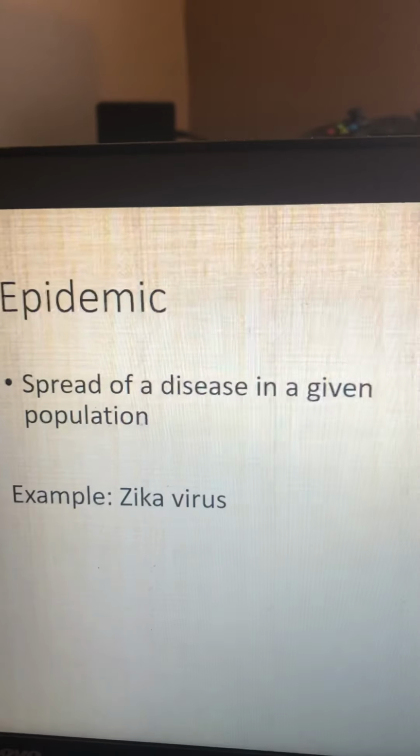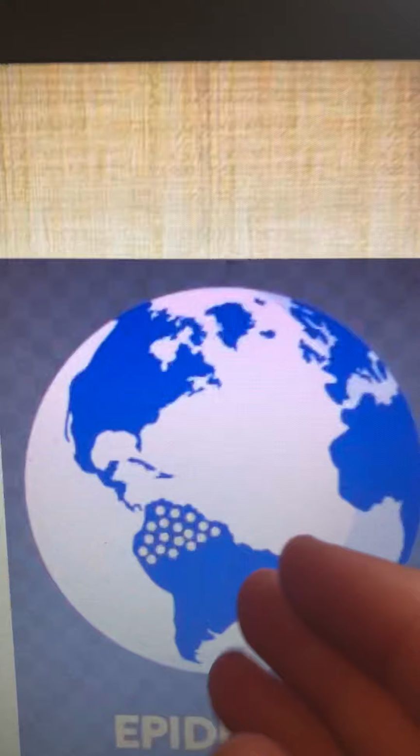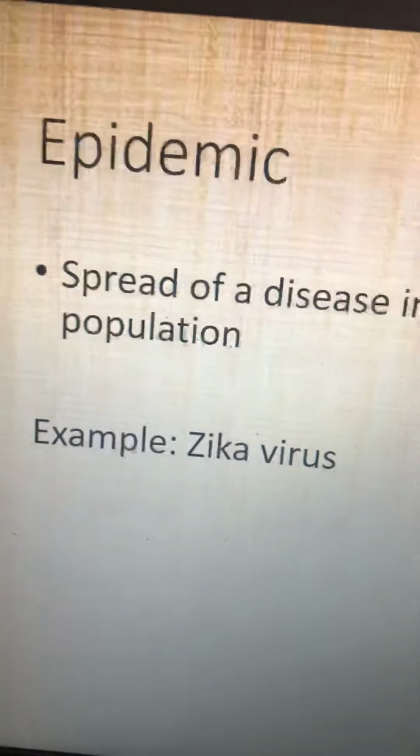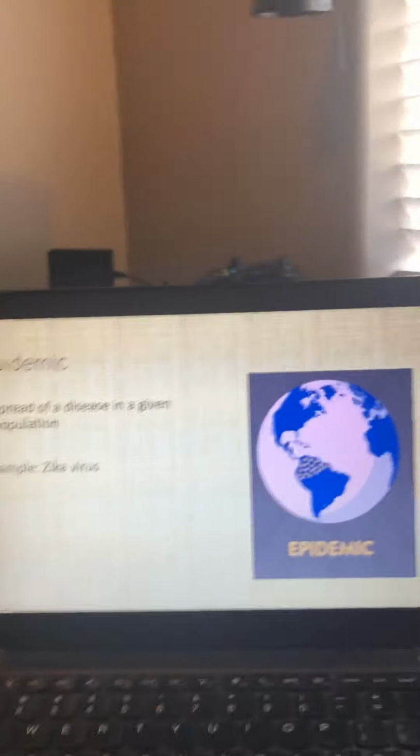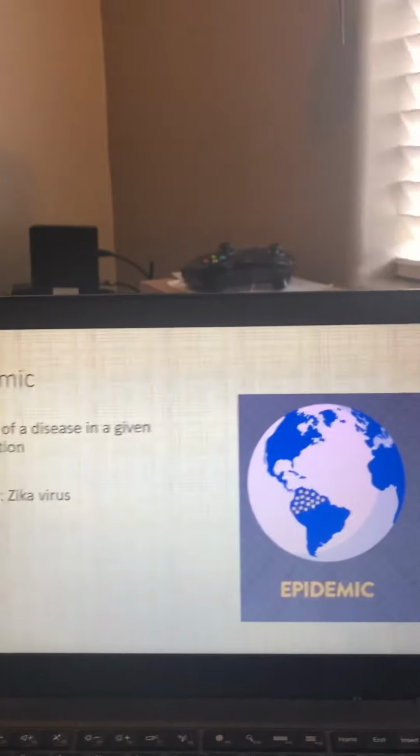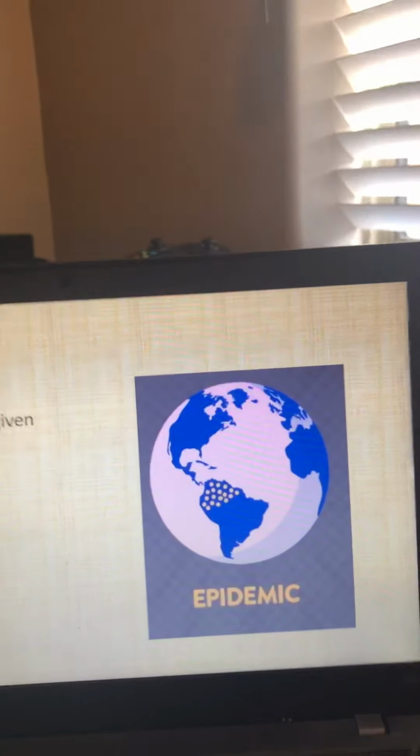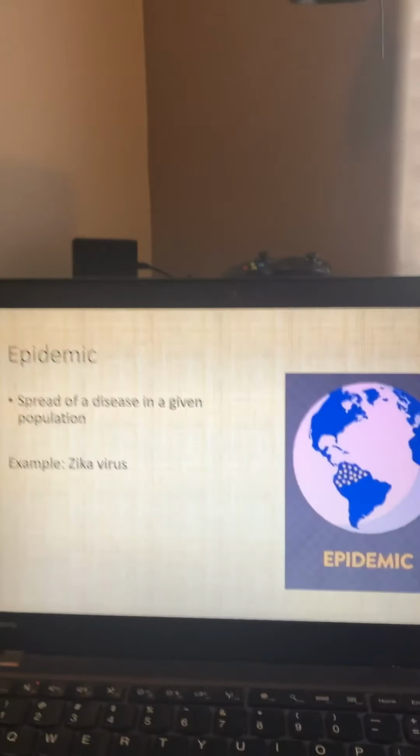Next is an epidemic, which is a spread of a disease in a given population. So once again, this isn't something global, but it is something that is designed to these specific ones. It can be in different areas. An example that helps explain this is the Zika virus, which happens actually mostly in Africa. So if these dots weren't here, but were more in like North Africa, it happens due to mosquitoes in that area that present a problem to those populations.